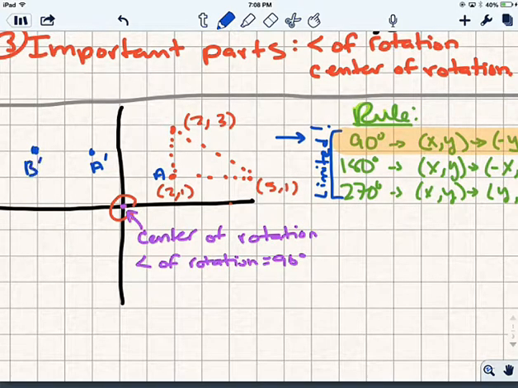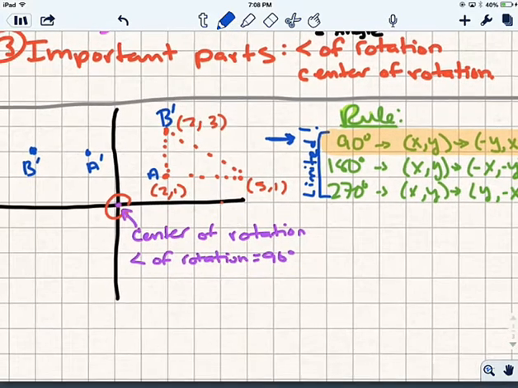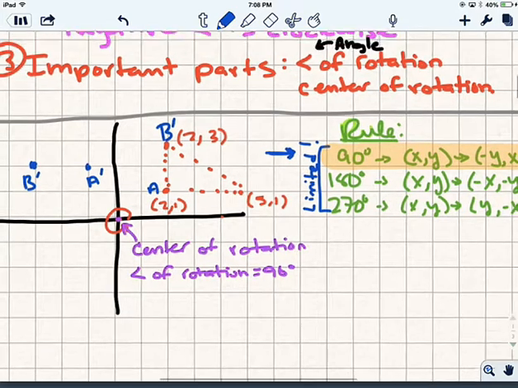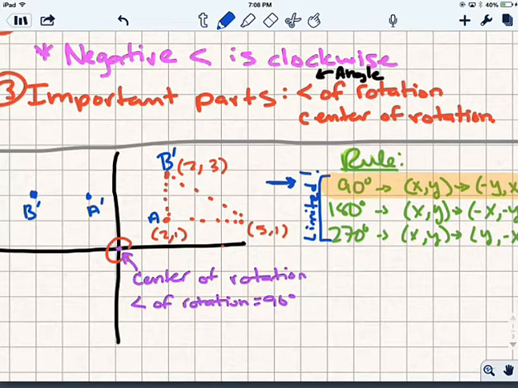We'll call this B prime if we call this one B. And then (5, 1), again feeding into my rule right here, should go to (negative 1, 5), which is going to be off my grid, but that's not a big deal. Negative 1, 1, 2, 3, 4, 5. And so that's C prime, if we call that C.